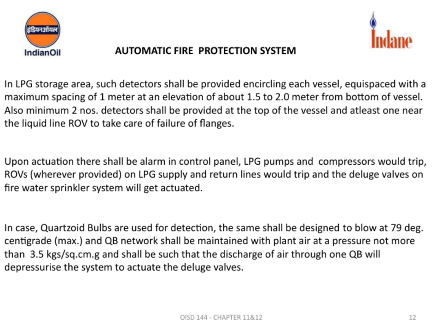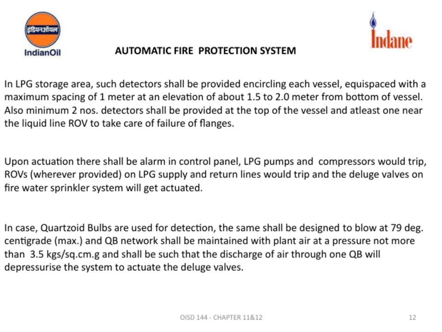Once these valves are actuated, several safety measures kick in. An alarm is sounded at the control panel, LPG pumps and compressors are tripped to prevent further escalation, and any ROVs in LPG supply and return lines also trip off. Additionally, the fire water sprinkler system's deluge valves are activated to suppress the fire.